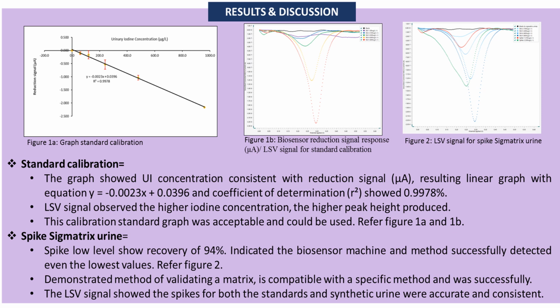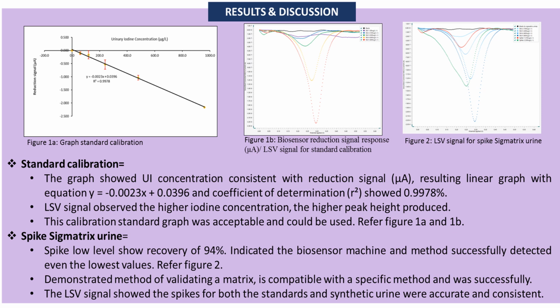Result and discussion. Standard calibration. The graph showed that the UI concentration was consistent with the reduction signal in microampere, resulting in a linear graph with the equation y equals negative 0.0023x plus 0.0396. The coefficient of determination, R squared, shows a good value of 0.9978. The LSV signal clearly showed that the higher the iodine concentration, the higher the peak height produced. Consequently, this calibration standard graph was accepted and could be used. Refer to figures 1a and 1b.